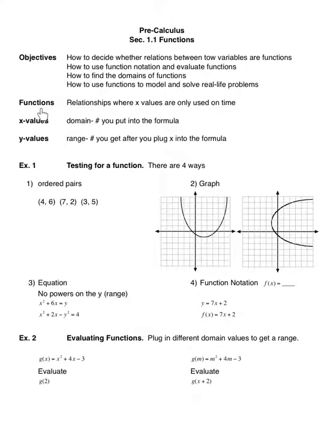A function is just a relationship where x values are only used once. Remember, a relation is any set of ordered pairs, but for a relation to be a function, essentially the x values cannot repeat. So if I were you, I would put here: x values do not repeat.